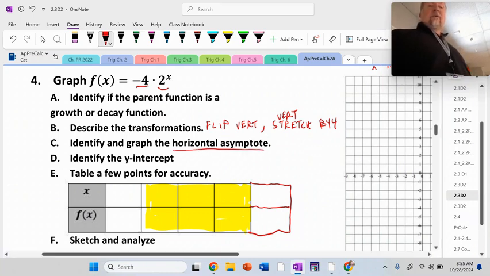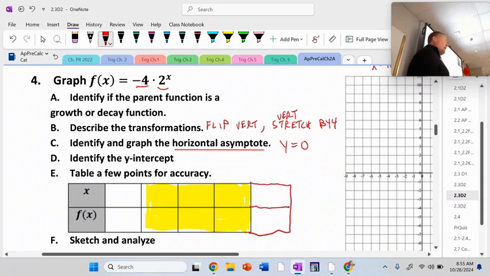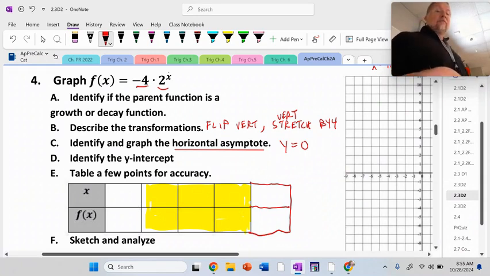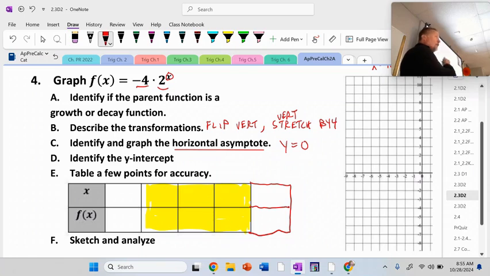Horizontal asymptote, well, guess what? We're going to find out that horizontal asymptote doesn't change. I don't have an up-down shift, so it will be at y equals 0. Now I'm going to get the y-intercept right now, because here's the first point that always should be right in the middle of your chart. It should be the 0 exponent point.